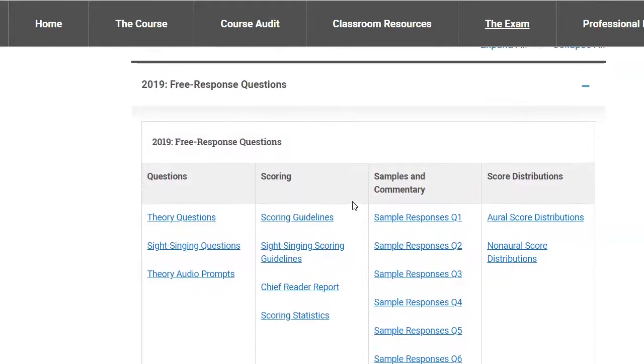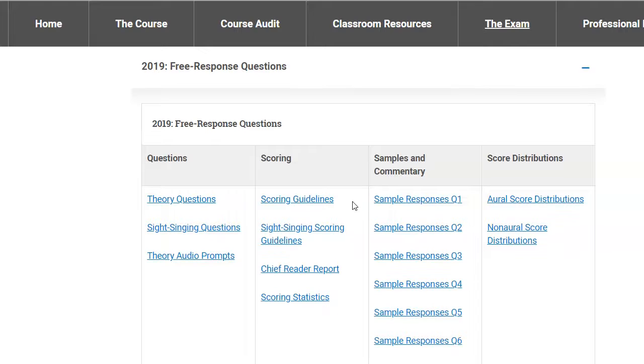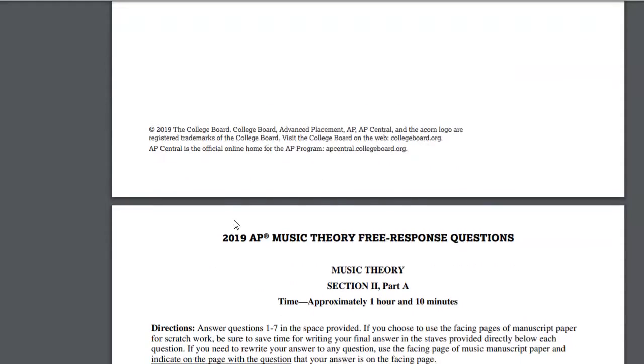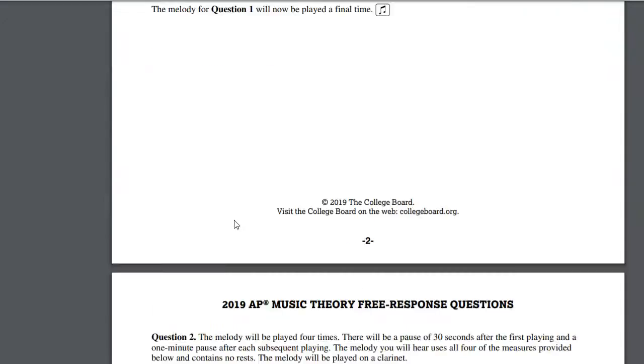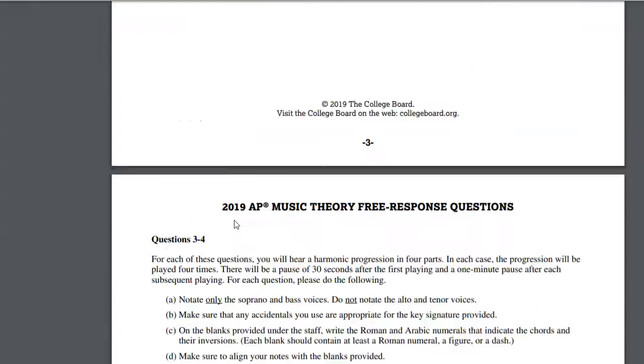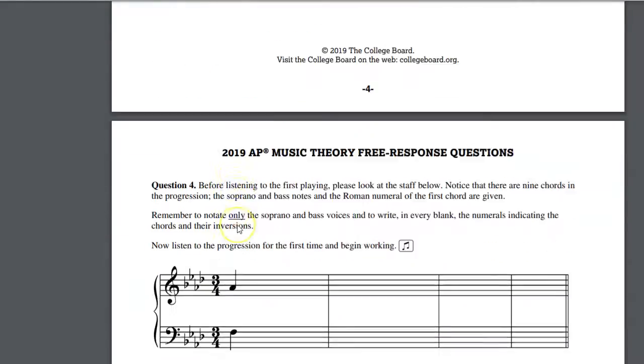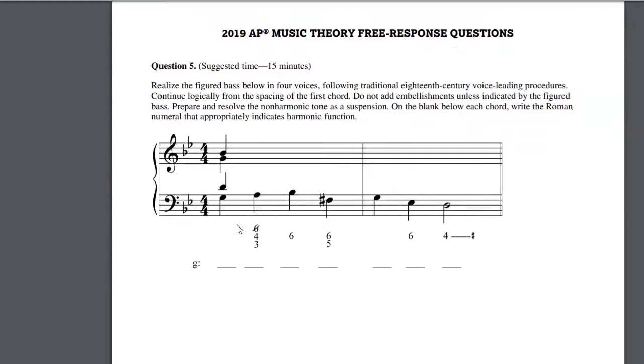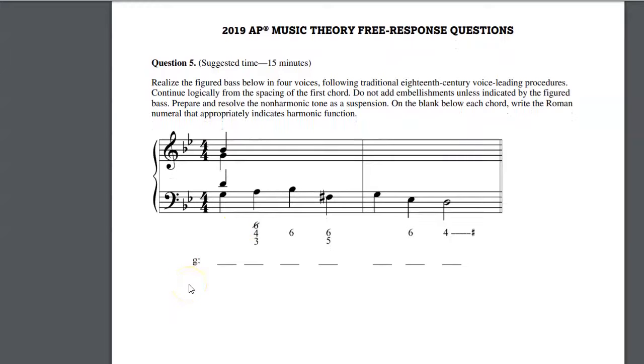So if I just scroll on down here, here's the 2019 free response questions. If I click here on theory questions, it's going to bring up a PDF of the free response questions from the 2019 exam. So on the 2019 exam, what I'm looking for first is FR5, or question 5 right here. So there's question 5 from the 2019 exam. So go on there, find that, print it off, fill it out. That'll be good practice. Okay, that's what question 1 is going to look like.